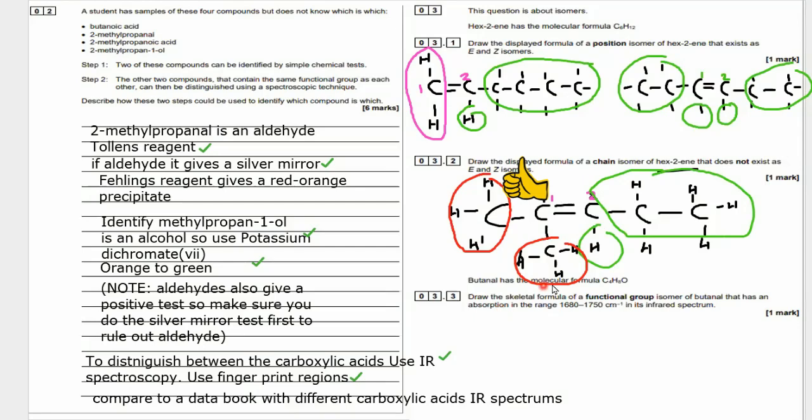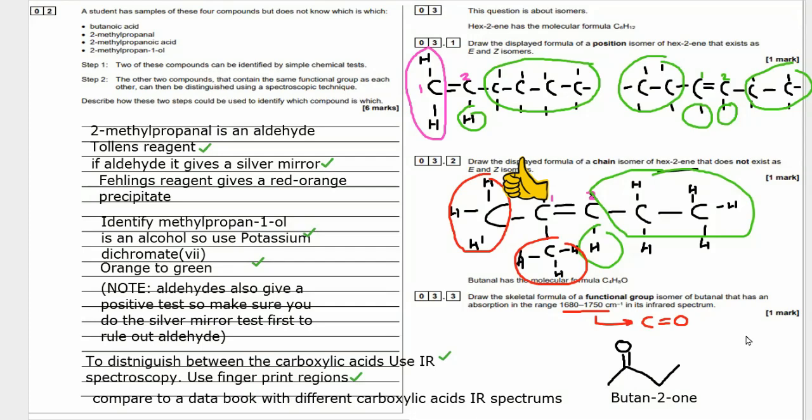Next question. Butanal has the molecular formula C4H8O. Draw the skeletal formula of a functional group isomer of butanal that has an absorption range of 1680 to 1750. Right, if you go to your data book and you look here, we're going to draw a ketone. We're going to get this carbonyl group and draw a ketone. So if we want to do a functional group isomer from butanal, the aldehyde, we just move that C=O bond into the middle and it becomes butanone, butan-2-one.